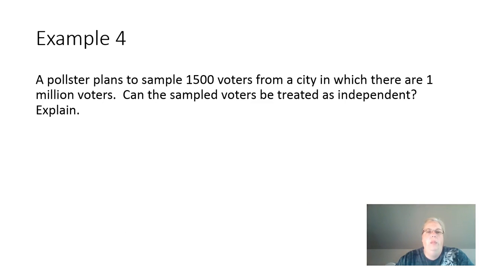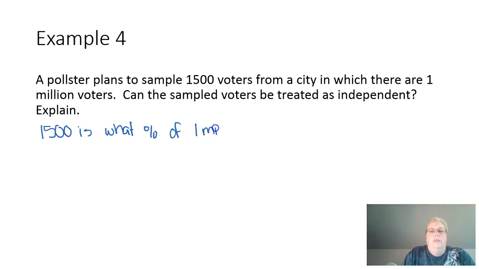Example 4. A pollster plans to sample 1,500 voters from a city in which there are 1 million voters. Can the sampled voters be treated as independent? Explain. Well, what we need to figure out is what percent the sample size is compared to the entire population. In other words, 1,500 is what percent of 1 million.